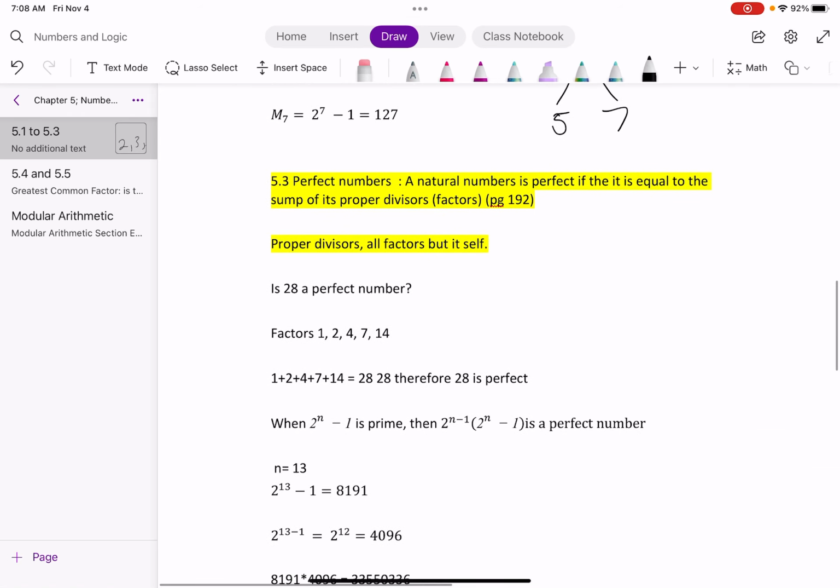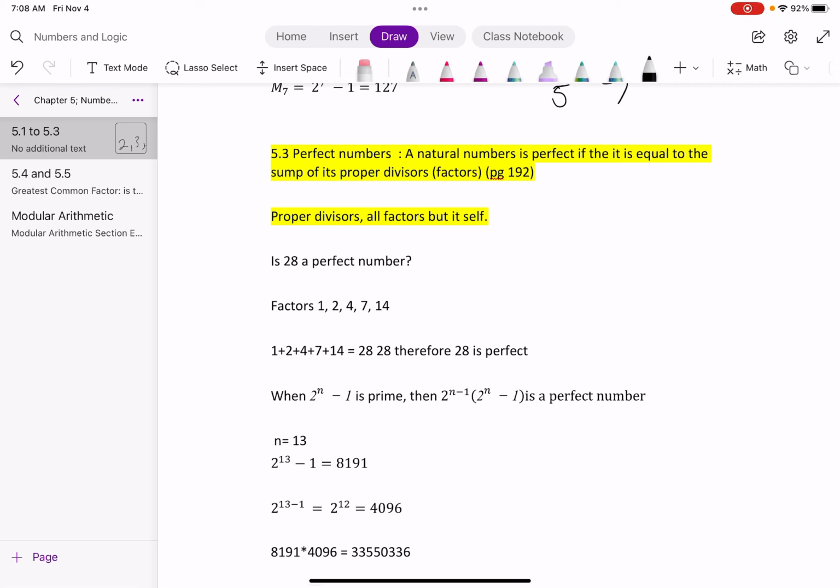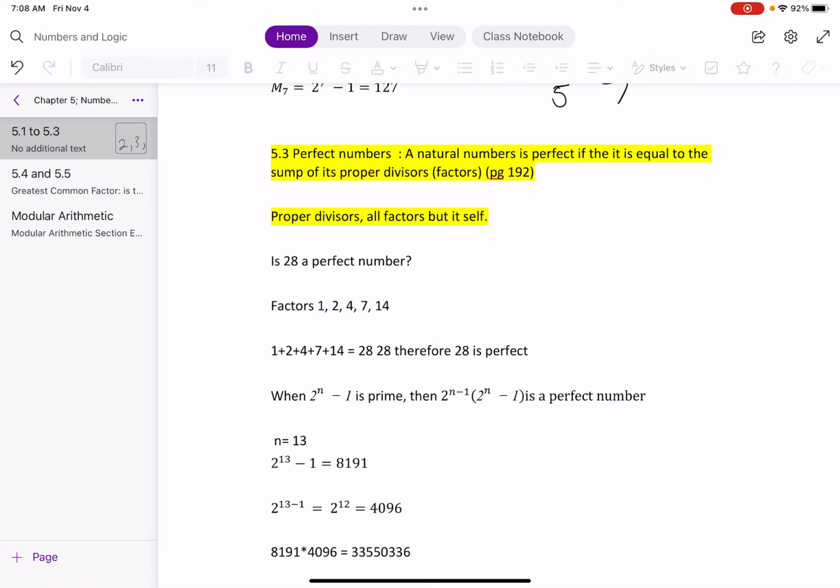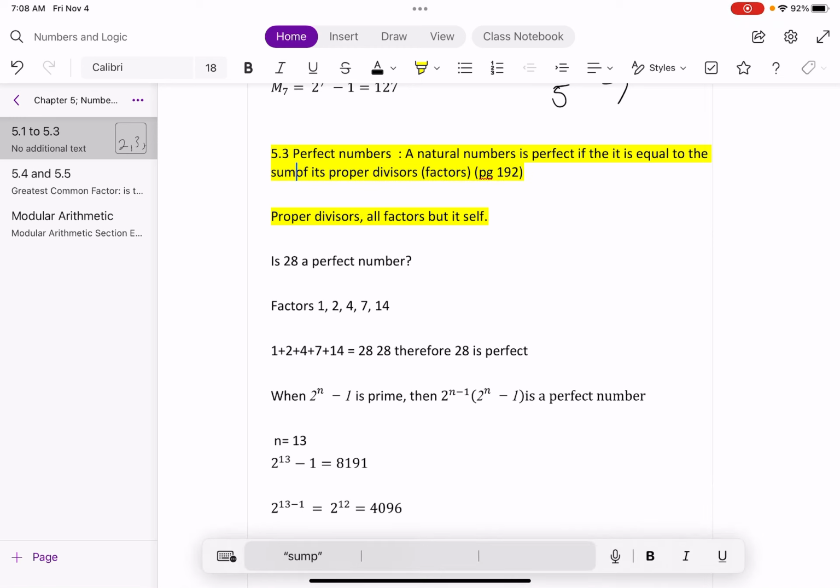The next section talks about perfect numbers. A perfect number is a natural number that is perfect if it equals the sum of its proper divisors. I got some typos in this one here.